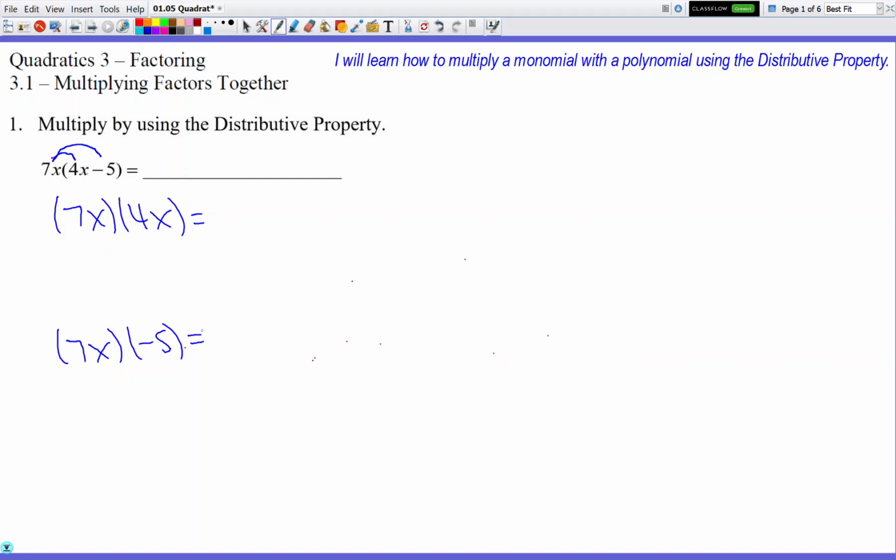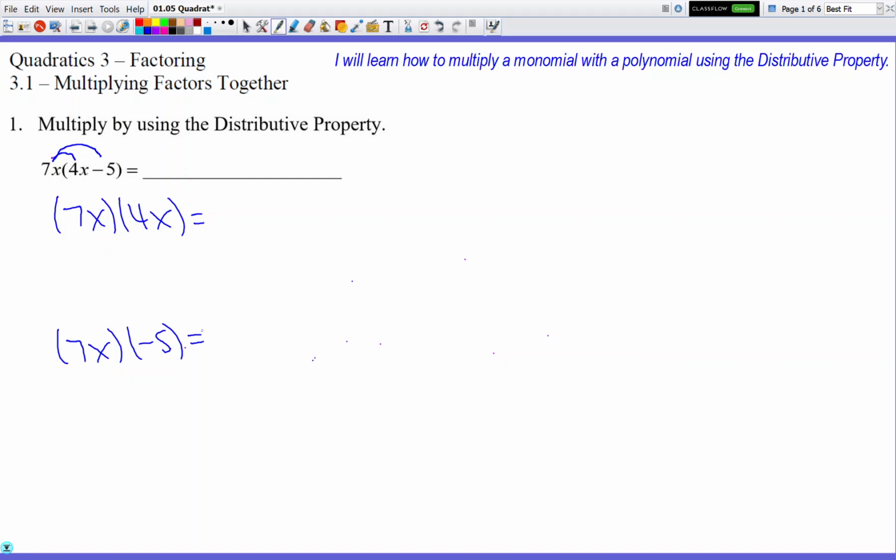Okay, so for this kind of problem, I break up the answer into three pieces. The first piece is called the sign, like a plus or a minus sign. The second piece of the answer is going to be the number, and then the last piece of the answer is going to be the letter with the exponent. So let's do both of these problems and do the first part of the answer, which is the sign.